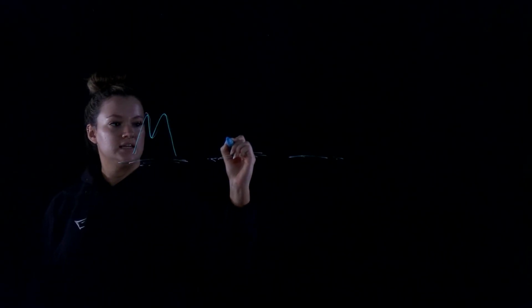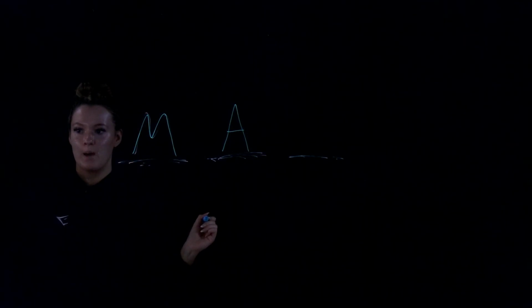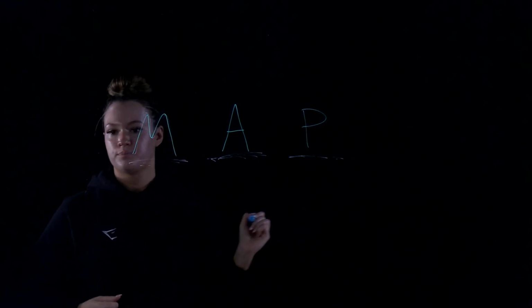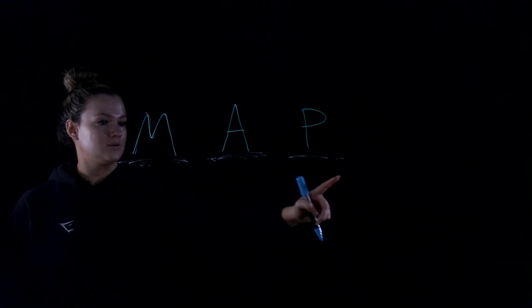Okay, we have the letter M. Then we have again, the letter A. So we have p. Make sure you put your hand in front of your mouth. P. What sound is that? P. It's the letter P. Okay, so we have p. Map. One more time. P. Map.